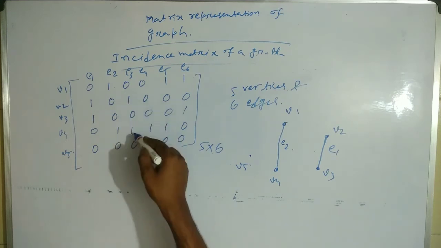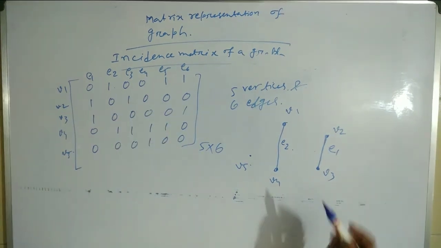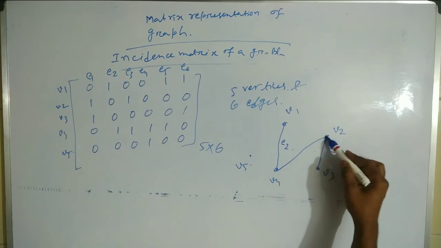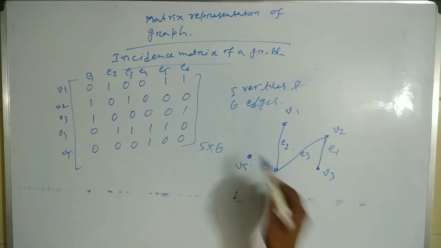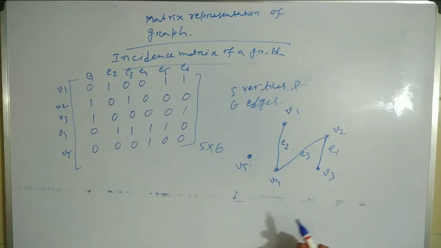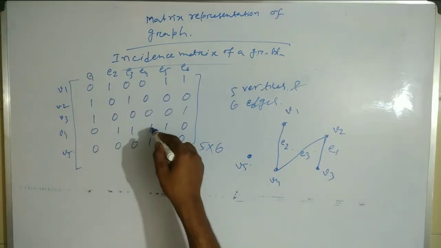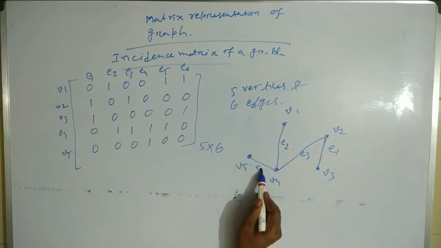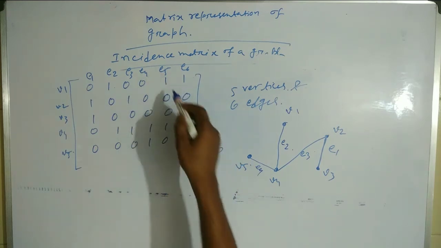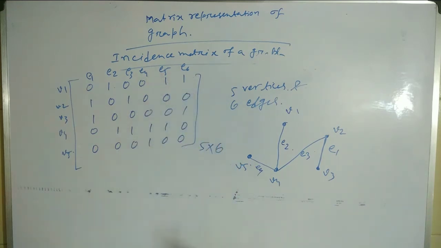Okay. Now E3 will be connected with V2 and V4. So we are connecting V2 and V4. This will be E3. Next, E4. E4 is connected with V4 and V5. So V4 and V5. This is E4.